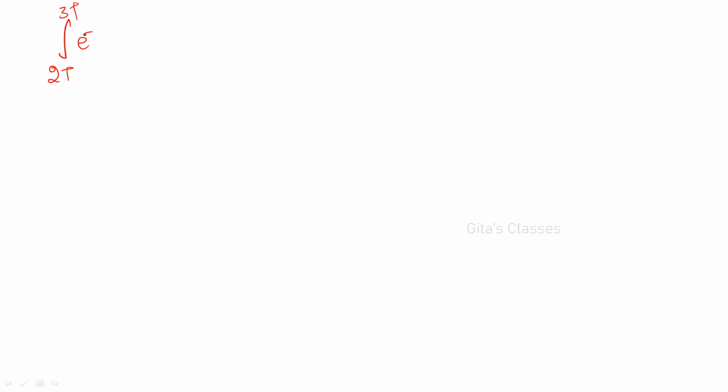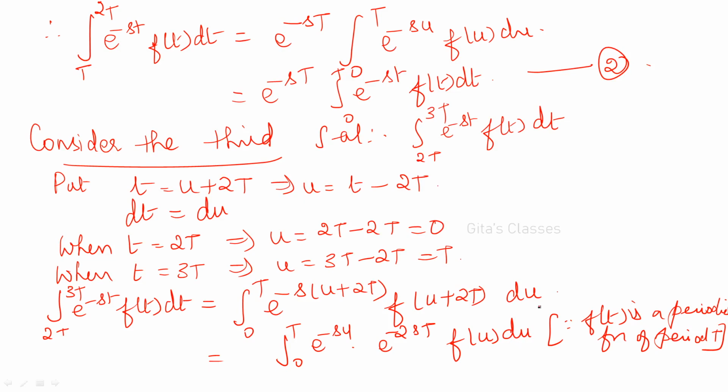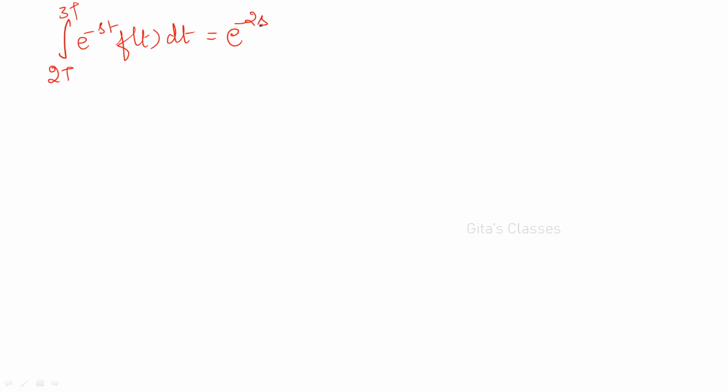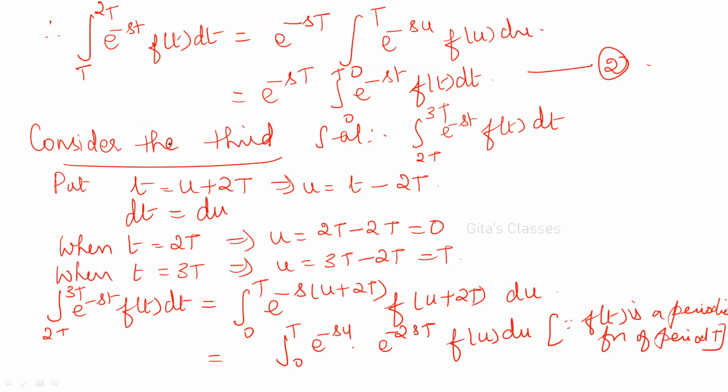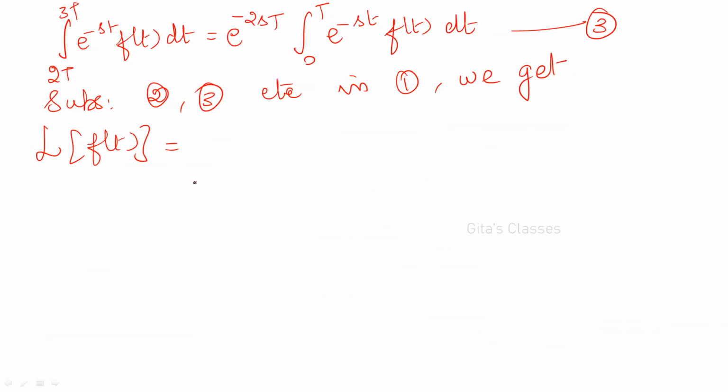Integral 2T to 3T e power minus st f of t dt can be written as, I can take this e power minus 2sT outside this integral because it is independent of u. Okay. So, e power minus 2sT, integral 0 to T, e power minus st f of t dt. Again, instead of u, I am writing t. Okay. So let this be equation number 3. Therefore, substituting 2, 3, etc. in 1, we get L of f of t, that is the periodic function of period T. So L of f of t is equal to, first term is as it is, so integral 0 to T e power minus st f of t dt plus second integral from equation number 2, what do you have?